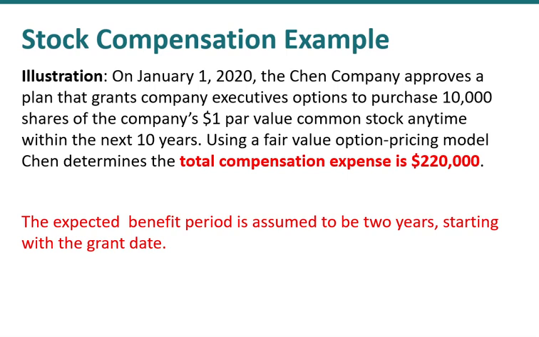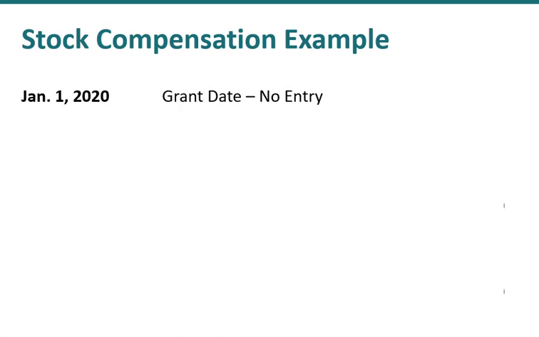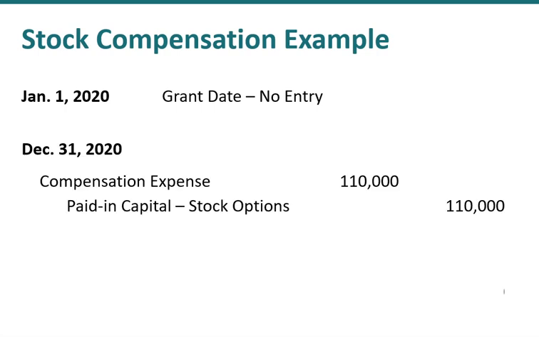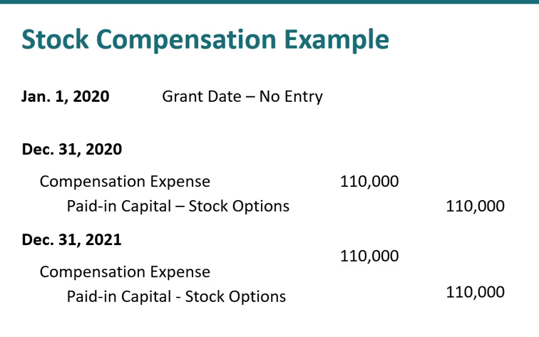So from an accounting perspective, what's going on? On January 1, 2020, the grant date, there's no journal entry. However, at the end of that first year, December 31st, 2020, we need to record half of that compensation expense. So we'll debit compensation expense for $110,000 and credit an equity account. We'll credit paid-in capital stock options for $110,000. We'll make that same entry the second year to record the second year's worth of compensation expense.